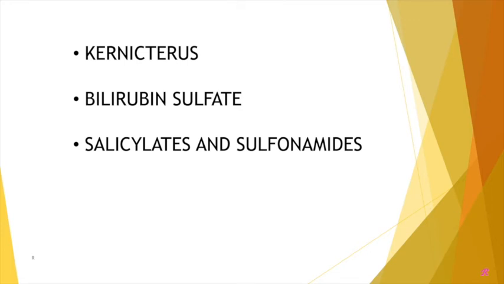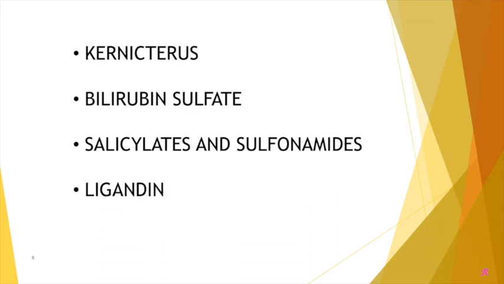Next is bilirubin sulfate. We told that in hepatocytes conjugation takes place. Only 80%, only the major portion of the bilirubin gets conjugated with glucuronic acid. The rest 20% will combine with sulfate to form bilirubin sulfate.